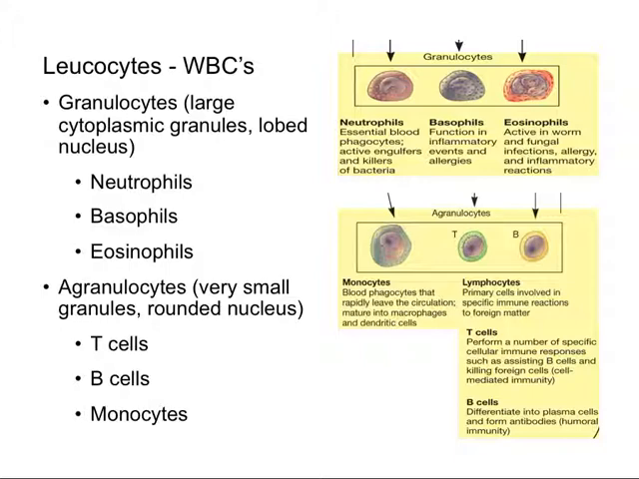However, scientists have also noticed that at higher magnification, even the agranulocytes have very tiny granules. So some have come to look at the nucleus shape. We see that granulocytes have a lobed nucleus, as you can see here, and agranulocytes have much more rounded nuclei. There are three types of granulocytes that we'll consider. There are the neutrophils, the basophils, and the eosinophils. In the agranulocytes, we'll be considering the T cells, B cells, and monocytes. So let's take a deeper look.